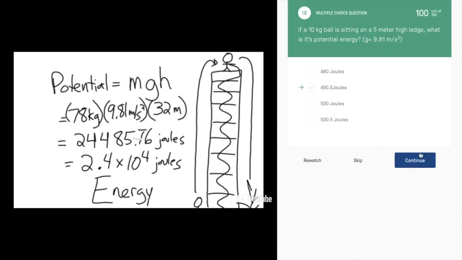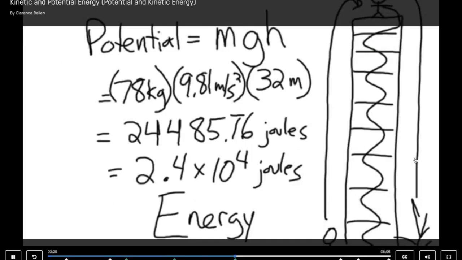Very good. So again, our mass is 10 kilograms. Our gravity is 9.81 meters per second squared, and our height is 5 meters. Given the equation, potential energy is equal to mgh. Multiplying all that is given, our answer is 490.5 joules. Good job.